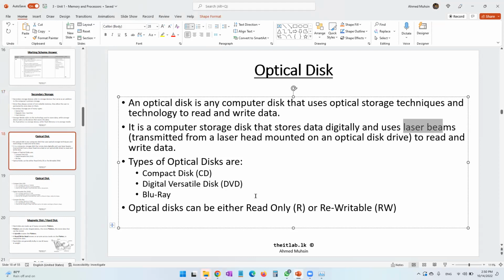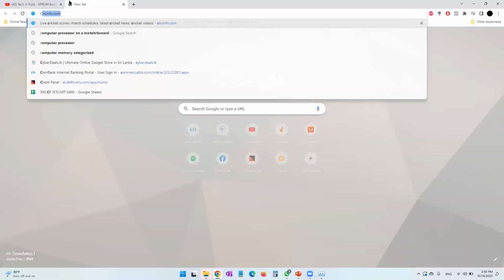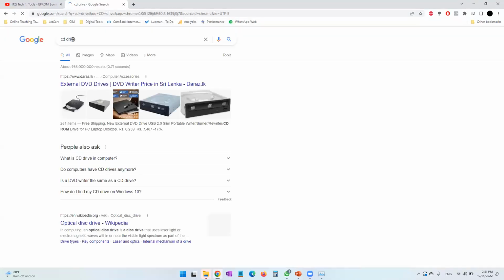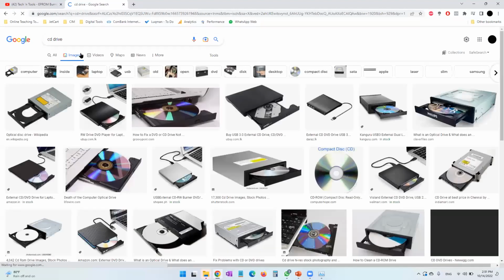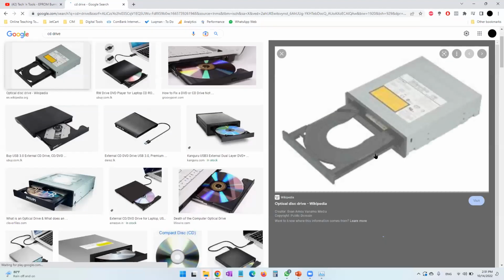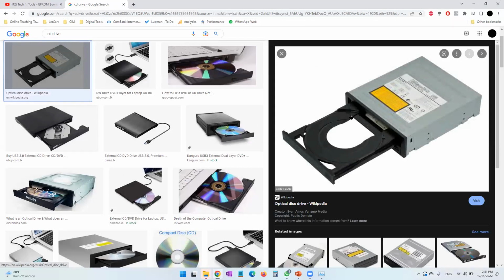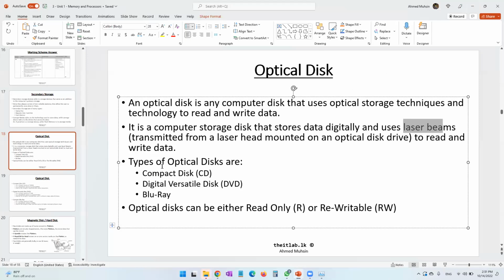If I was to show you a CD drive example, I can just put a picture of a CD drive. You can see this is what we call a CD drive. You place your CD or DVD into this, and then this unit will be used to read the data that is stored in your CD. There are 3 types of optical discs: compact disc, DVD, and Blu-ray.